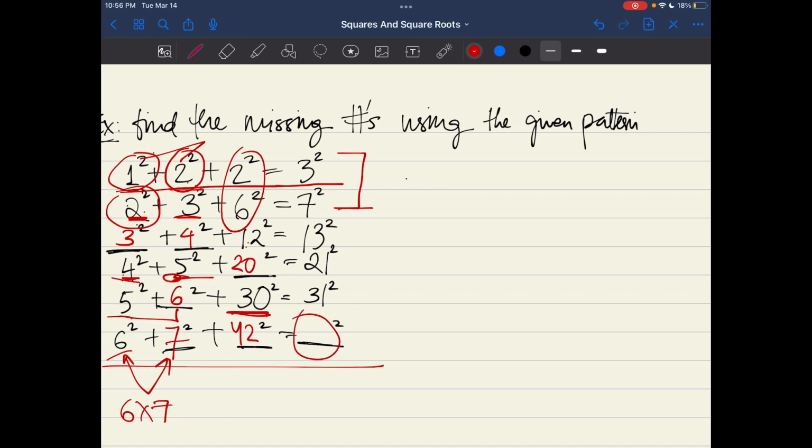What will be this number? We see that this number is always plus one, right? From 12 to 13, 20 to 21, 30 to 31. So this one will be 43, right? There we go.